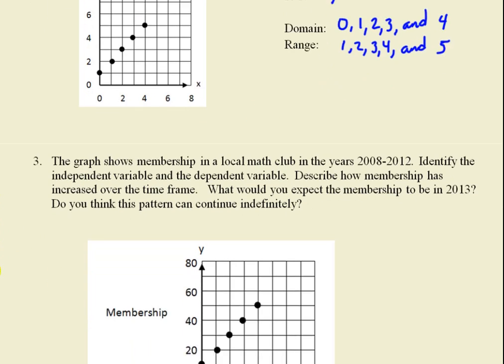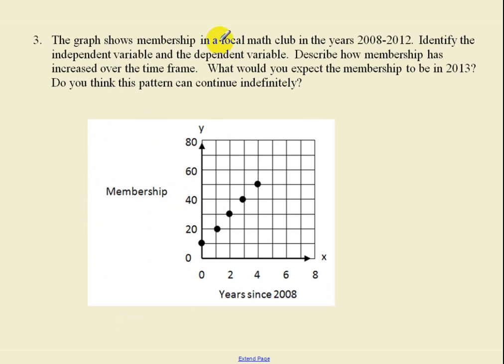Okay, number 3. The graph shows membership in a local math club in the years 2008 to 2012. Identify the independent variable and the dependent variable. Describe how membership has increased over the time frame. What would you expect the membership to be in 2013, and do you think this pattern can continue indefinitely?